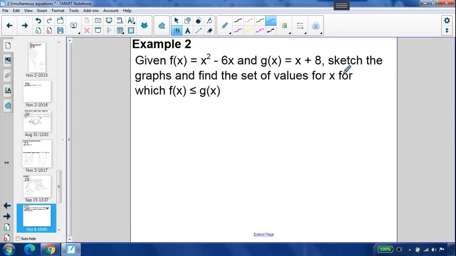So there seems to be a lot going on when you first read it. Let's break it down. It asks for a sketch, so that's going to be step 1. And then it asks to find the set of values of x. Well, we can only find the set of values for x when we have found the points of intersection, or maybe just the x values at the point of intersection. And then 3 is going to be find the set of values. So let's go with step 1. I'll circle it twice. Let's do the sketch.